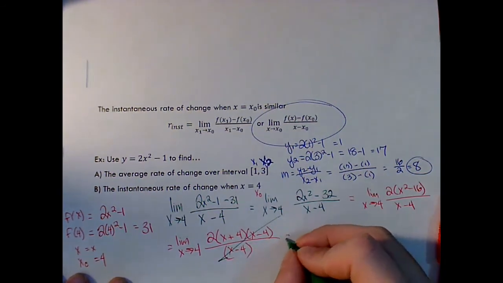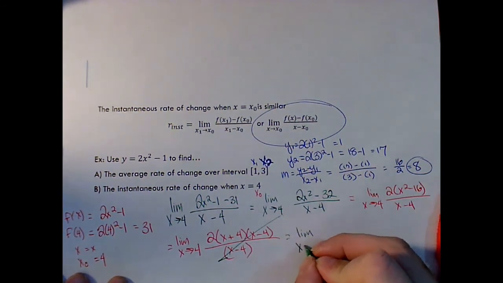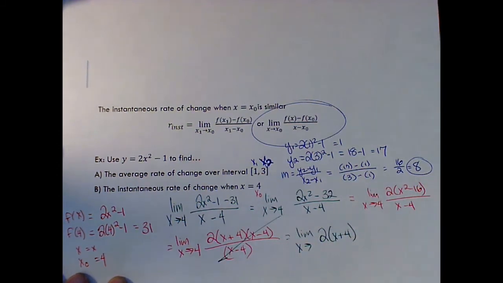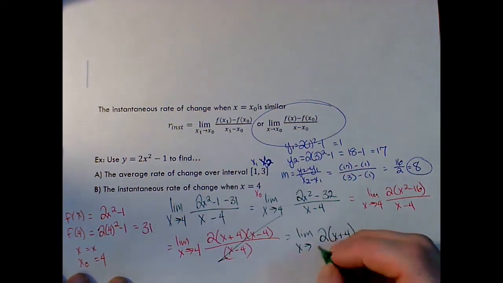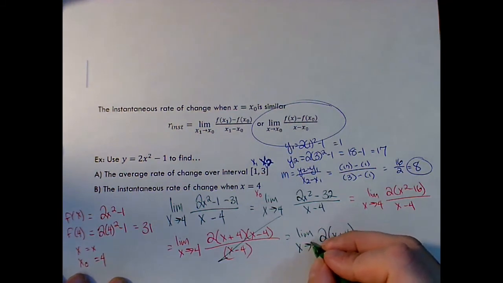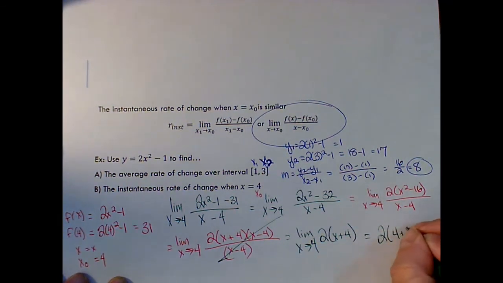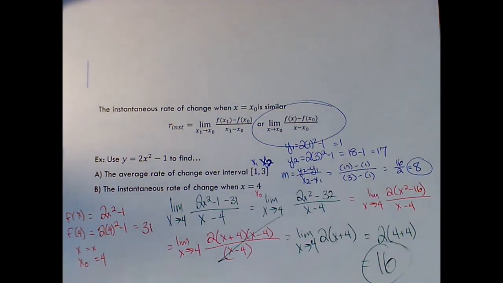So now I can plug in negative 4. Or I'm sorry, I can plug in regular 4. And when I plug in regular 4, I get 2 times 4 plus 4, which is 2 times 8, which is 16. No units.